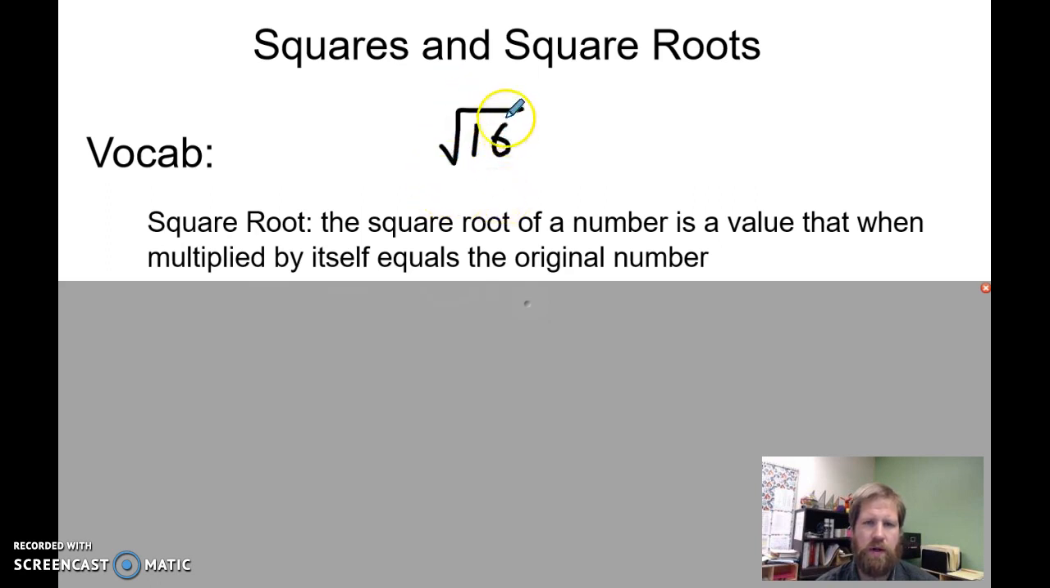The square root is asking me what number times itself. So if I'm using a as my variable, what number times itself is equal to 16? In this case, I would say, well, 4 times 4 is 16. So the square root of 16 is equal to 4.